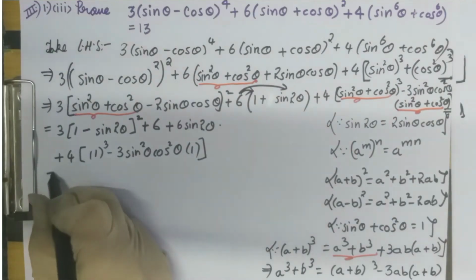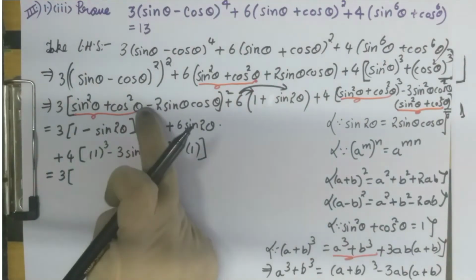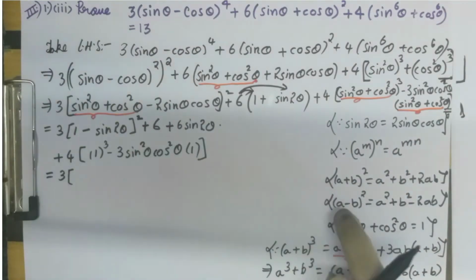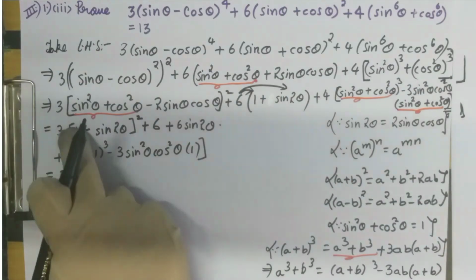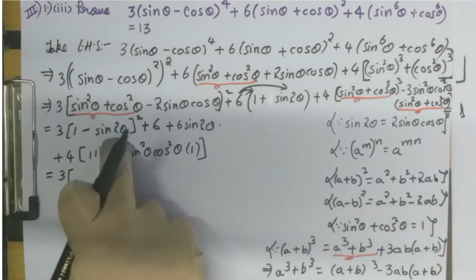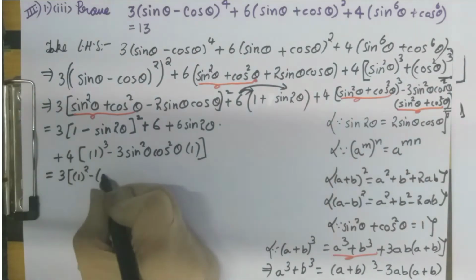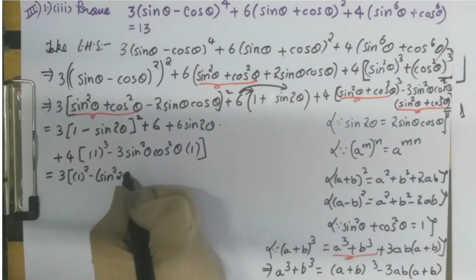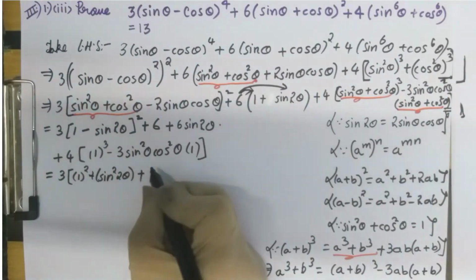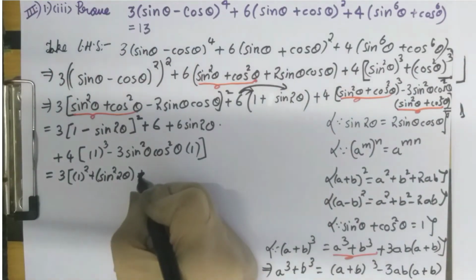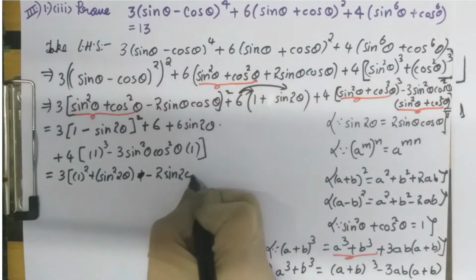So this can be written as 3 into, again it is of the form a minus b whole square. What is a minus b whole square? a square plus b square minus 2ab. Here a is 1, b is sine 2 theta. So a square means 1 square, plus b square means sine square 2 theta, minus 2ab, that is 1 into sine 2 theta.